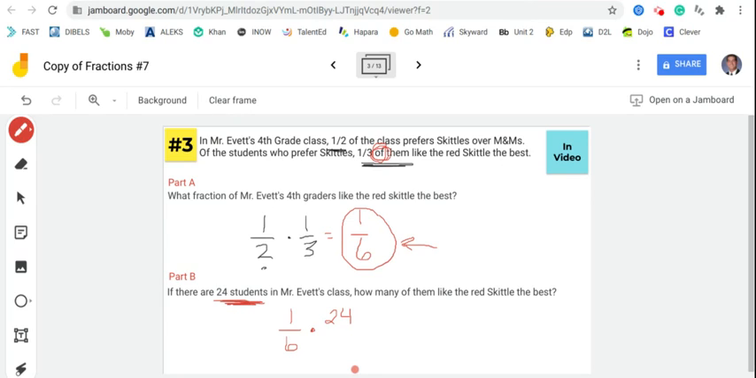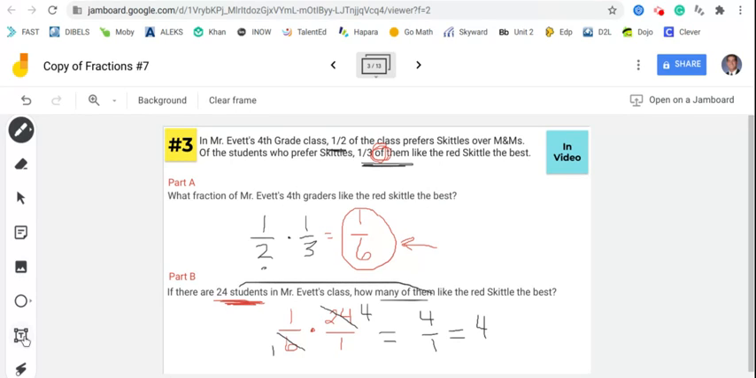I can write 24 as a fraction by putting it over a 1. We learned that in chapter 3, how to write a number as a rational number. So I put 24 over 1. Now, can I cross simplify? 24 over 6? Yep, those are both divisible by 6. What's 24 divided by 6? 4. What's 6 divided by 6? 1. So I cross simplified. Now multiply straight across. 1 times 4 is 4. On the bottom, 1 times 1 is 1. What's 4 over 1, or 4 divided by 1? That is 4. 4 students, because it says how many students.